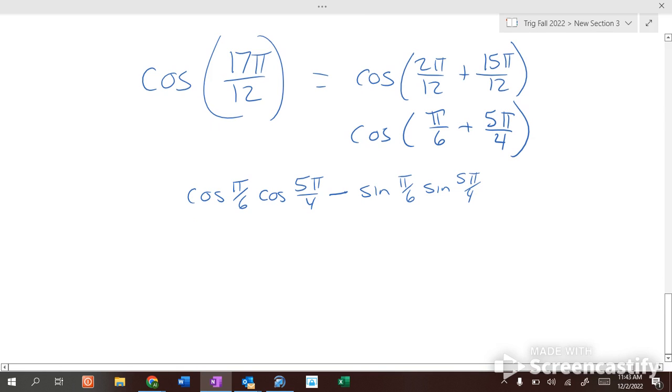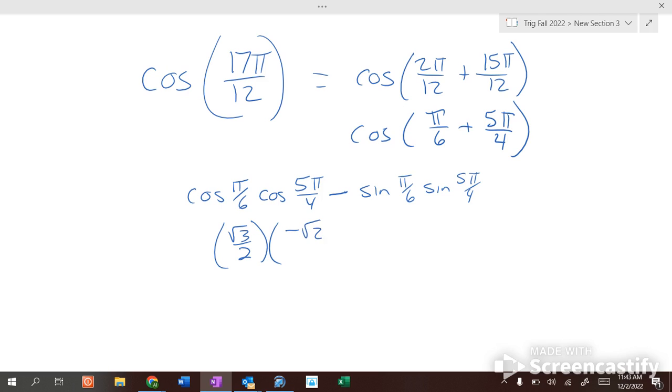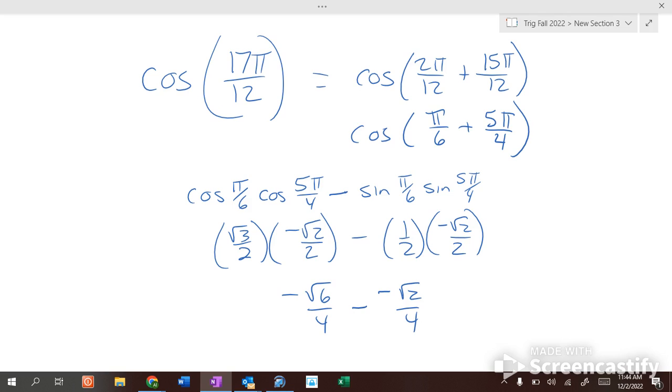What's the cosine of pi over 6? Square root of 3 over 2. Cosine of 5 pi over 4? Negative square root of 2 over 2. Sine of pi over 6. 1 half. Sine of 5 pi over 4. Negative square root of 2 over 2. 5 pi over 4 is 225 degrees, for those of you who haven't located 5 pi over 4 yet. So it's negative square root of 6 over 4 minus a negative square root of 2 over 4. Minus a negative is plus a positive. So it's negative square root of 6 plus square root of 2 all over 4.